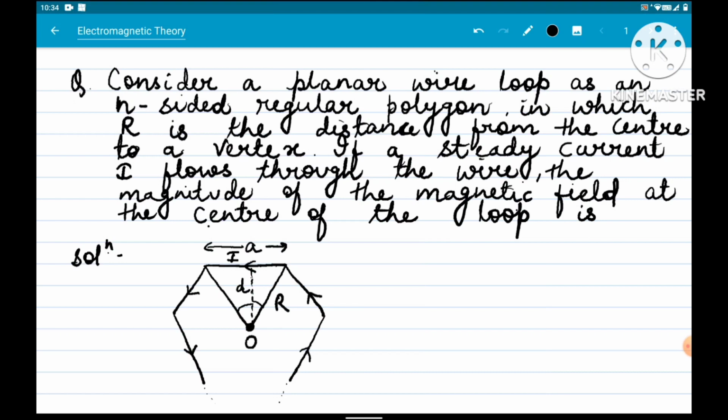Now suppose this is an n-sided polygon, and r is the distance from the center O to the vertex. It is given in the question. I is the steady current that is flowing through the wire. Now we have to find out the magnetic field at point O. First of all, we know that the total angle at O will be equal to 2 pi.